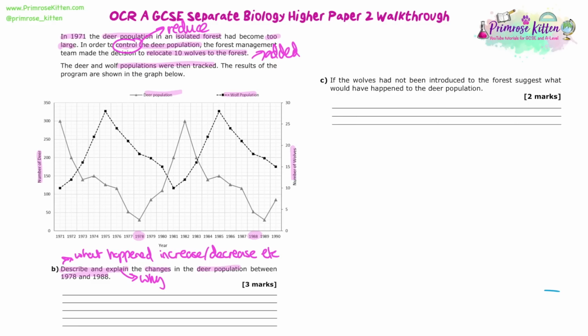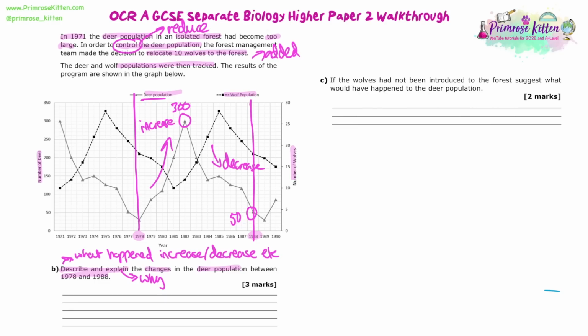Okay? So between 1978 and 1988, I'm just going to block off that bit of the graph so I know I'm only focusing on that bit to talk about. So the deer population is grey with triangles. So clearly we've got an increase from 1978 up until this peak of about 300 deer, which was in 1982. And then we have a decrease down to about 50 deer in 1988.